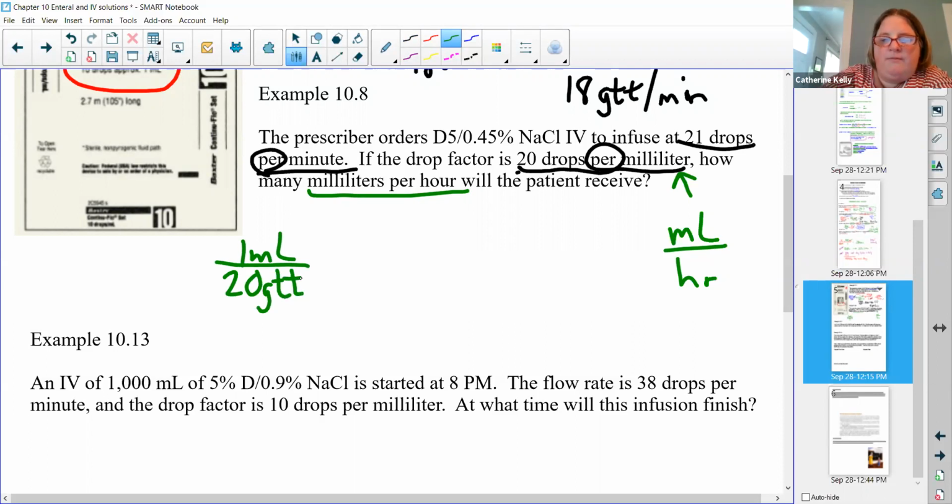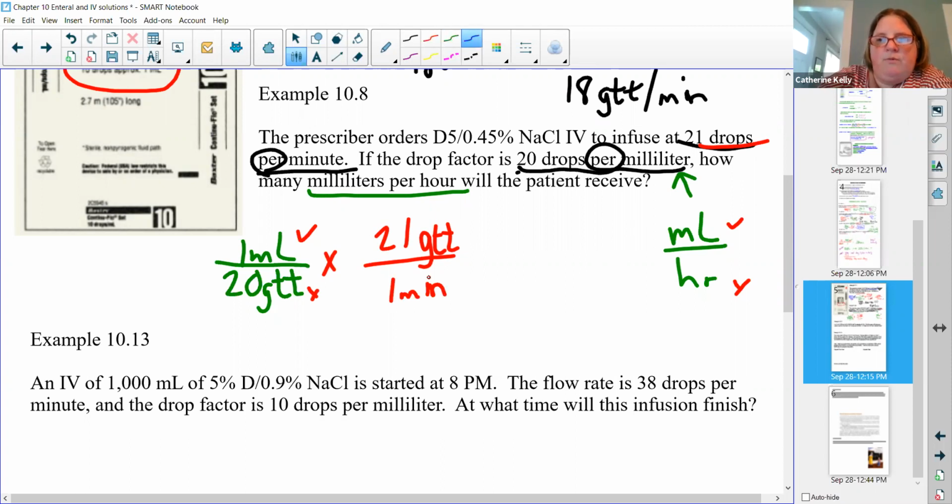So I've used that. When I look at here, I see milliliters are milliliters, but this does not match this. So I'm going to say times with drops on top. And then the second thing I underline there, I see 21 drops right here. So I'm going to say 21 drops per minute, which is great because then I can cancel out my drops.